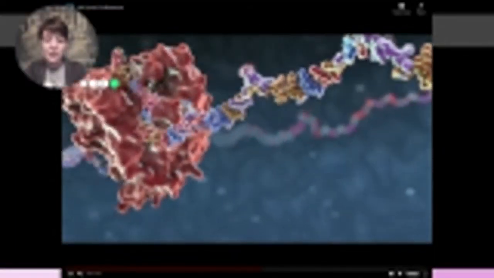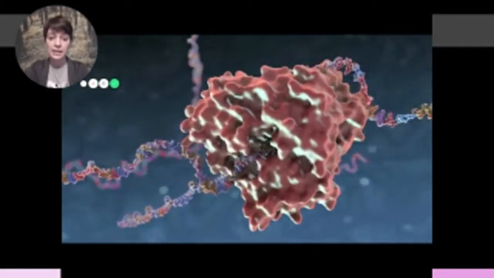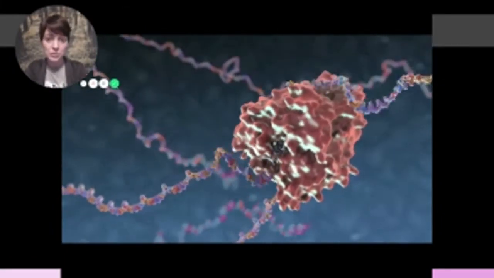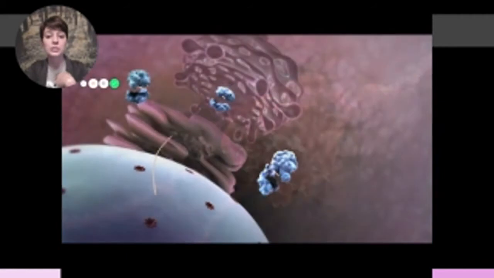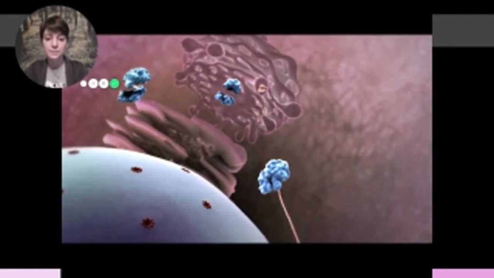Now it's entering the main part of the nucleus. And you guessed it, it's heading for the DNA. It's going to use our DNA copy machine. It's hijacking our copy machines to make its own proteins.